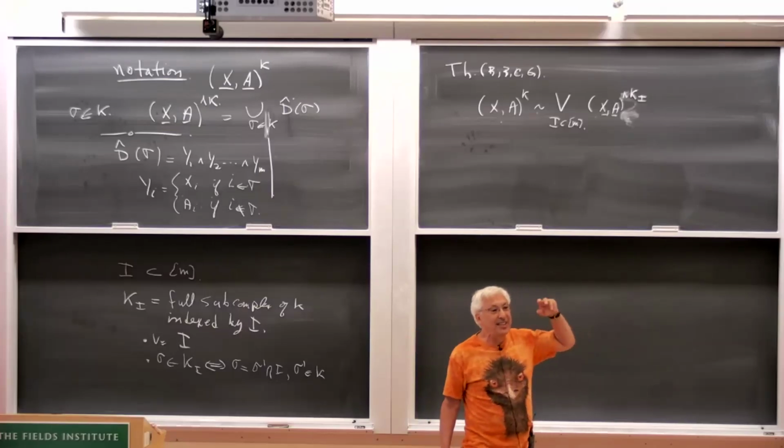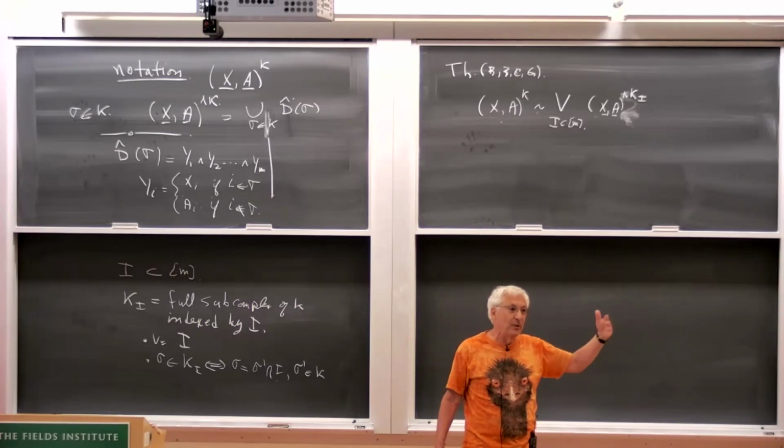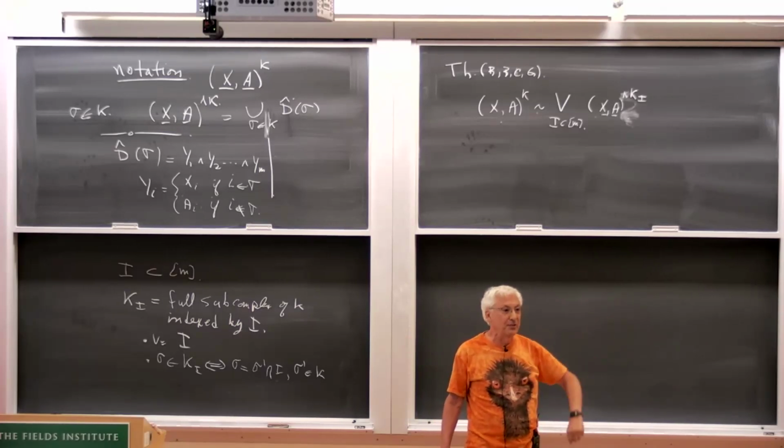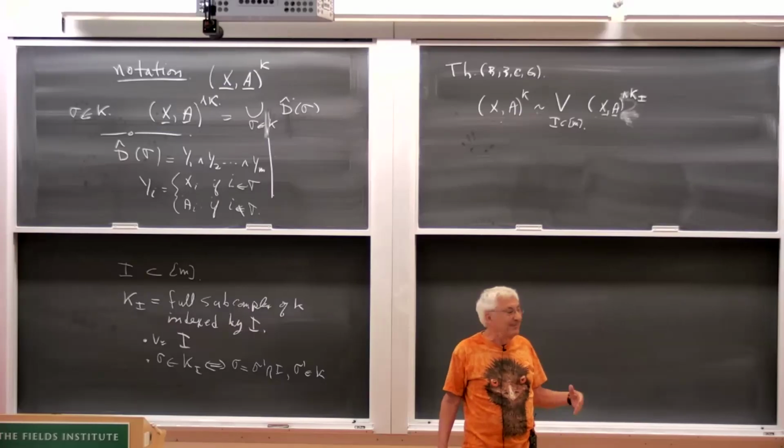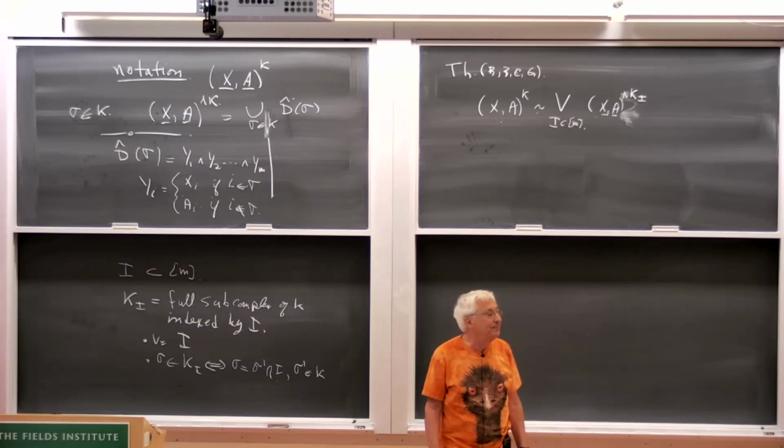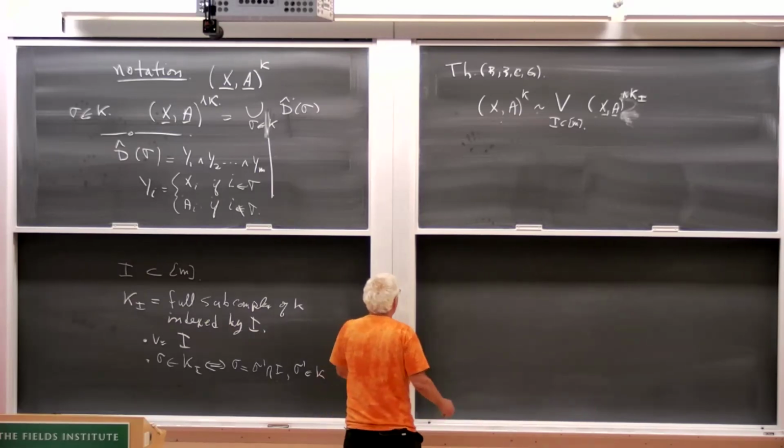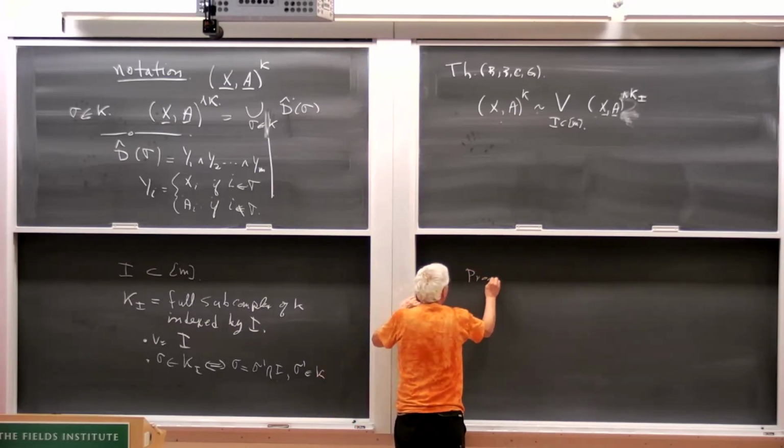If I put in the empty set, that's going to produce a point. I decided to leave it out. Yes, the empty set is a subset, but that just produces a point. So yeah, to be precise, I should put greater than or equal to the empty set. Thank you. Here's the proof, at least a sketch of the proof.